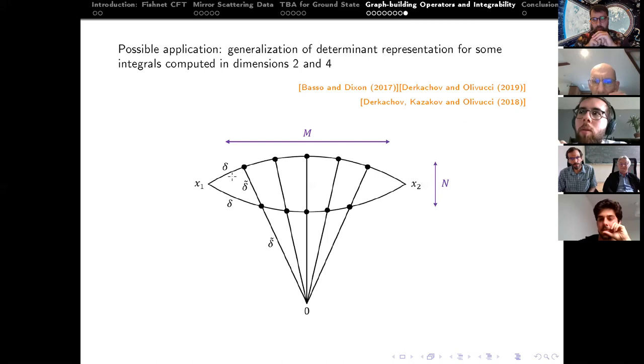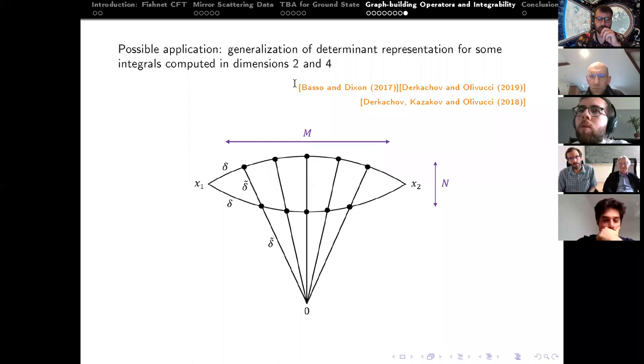And actually, it was done in four and two dimensions. In four dimensions, first a formula was found in this paper. But the proof of this formula using exactly this technique of graph building operators and diagonalizing them was done by Derkachov and Enrico recently. And in two dimensions, because the diagonalization of the operator was already known, the results could be computed earlier by Volodya, Sergey, and Enrico. But so far, the formulas in dimensions different from two or four look like the determinant representation they were able to obtain in these particular cases.